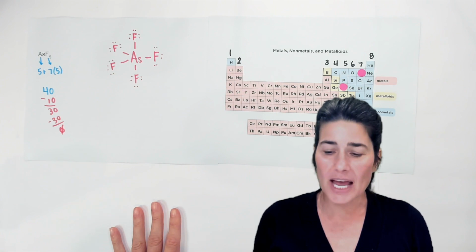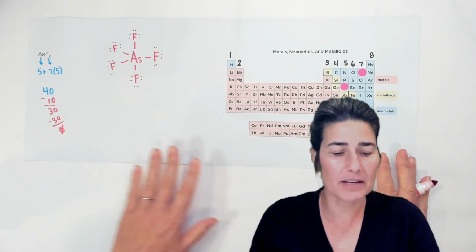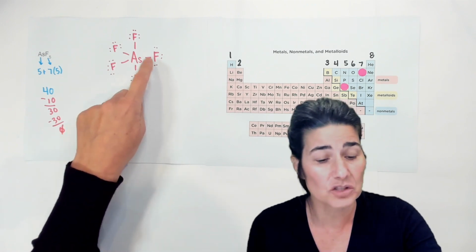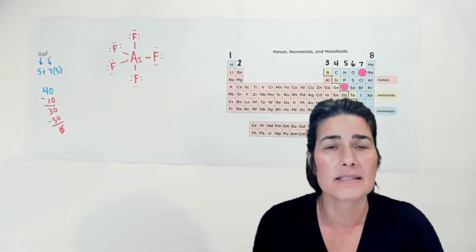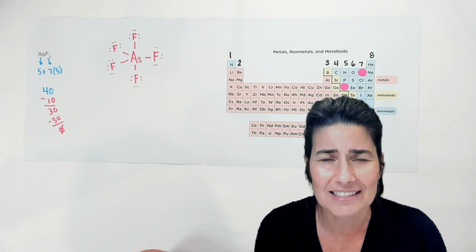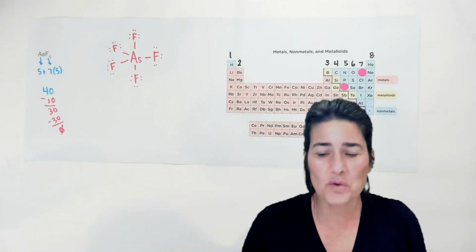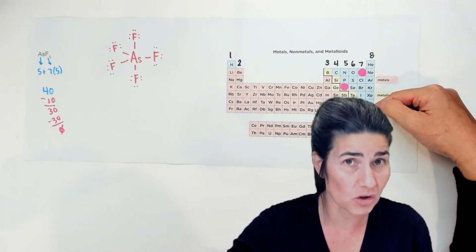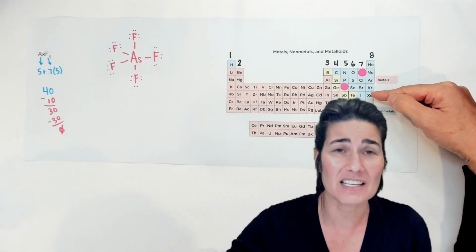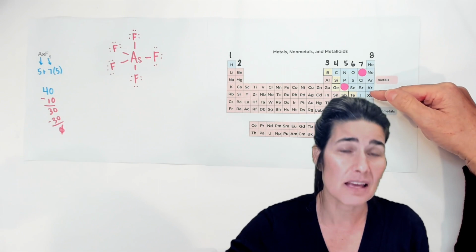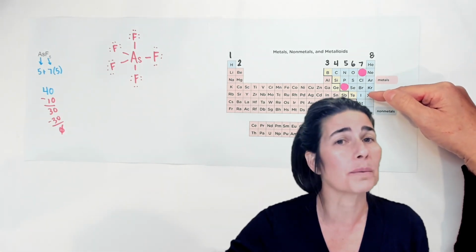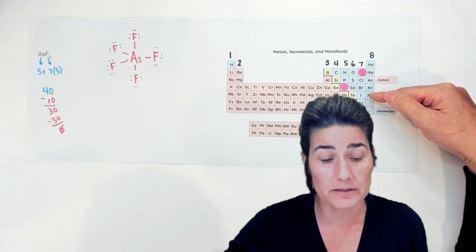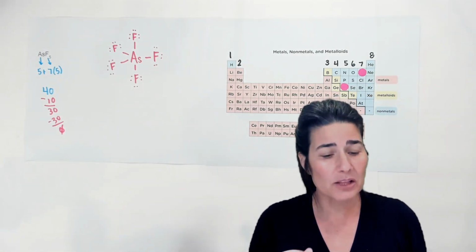Step 5, check. Does my center have an octet? Arsenic actually has more than an octet. It has 2, 4, 6, 8, 10 valence electrons. Is that okay? The answer is yes. It is okay because arsenic is in the 3rd row or below. It can expand its octet and have more than 8 because it has those d orbitals that we can use for bonding as well as the s and the p orbitals. So there's my Lewis picture.